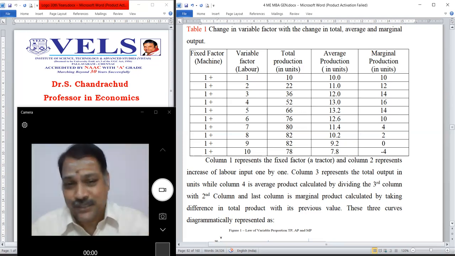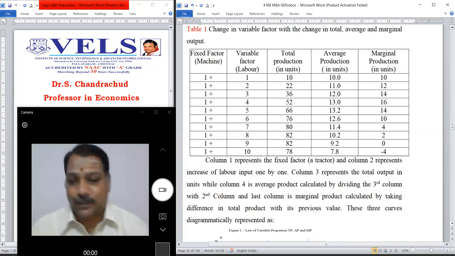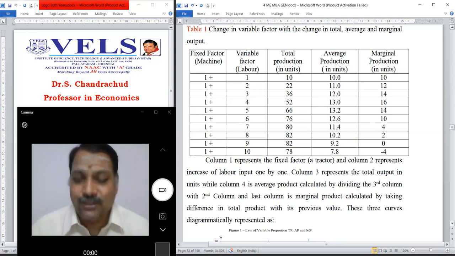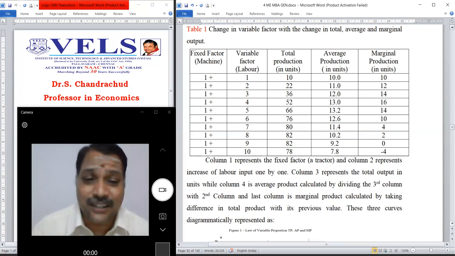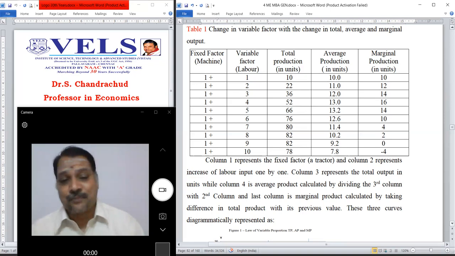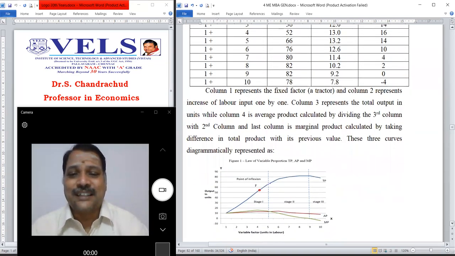Column 1 represents the fixed factor, and column 2 represents the increase in labor input one by one. Column 3 represents total output in units, while column 4 is the average product, calculated by dividing the third column by the second column. And the last column is the marginal product, calculated by taking the difference of total product with its previous value. These three curves are diagrammatically represented in the following diagram.